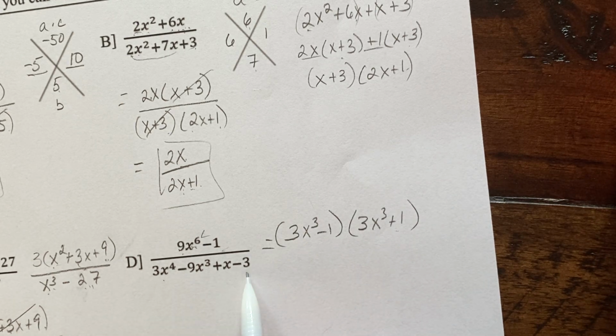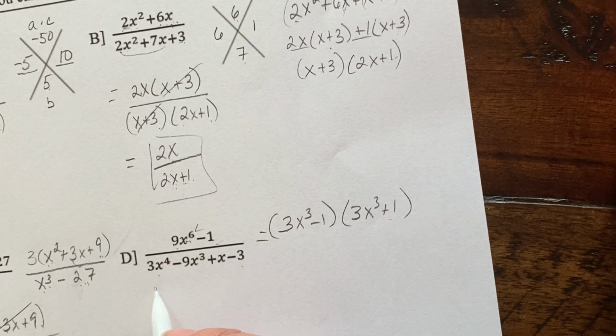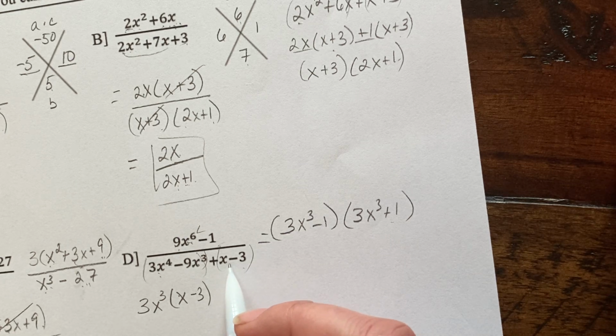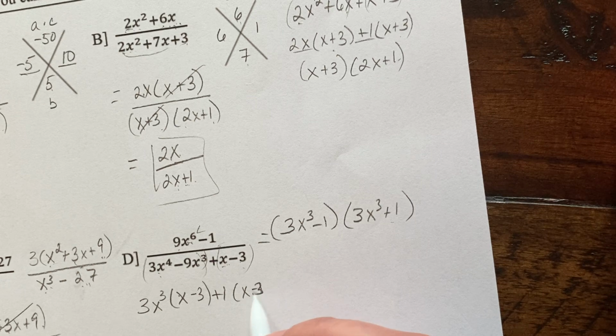And then the denominator, I have 4 terms, so I'm going to kind of go underneath here. So remember, when we have 4 terms, you want to group your first 2 and your last 2. Take your GCF out of each one. Take your 3x to the third out of the first group. That's going to leave you with x minus 3. And then the only thing we can take out here is a 1. And so we have our x minus 3 there.